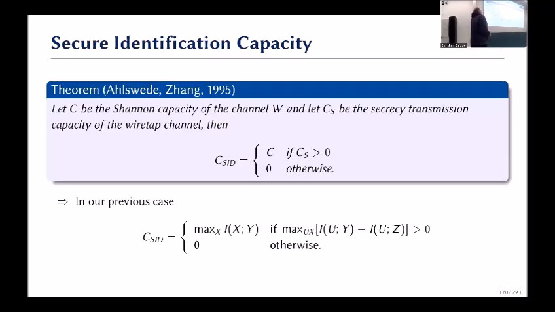Just as a reminder here, we can write it in this way: C_S is the maximum over X of the mutual information difference. If this is positive, then C_S is bigger than 0, and otherwise 0.